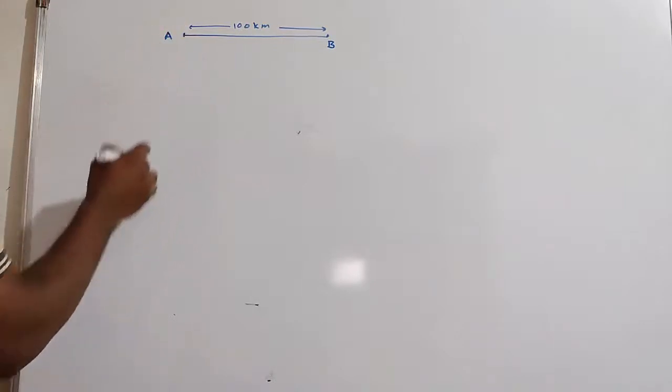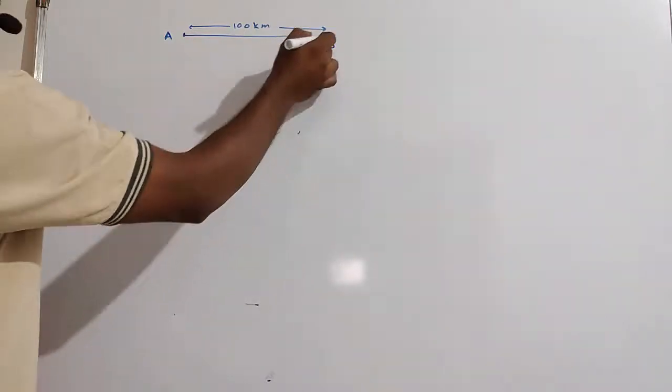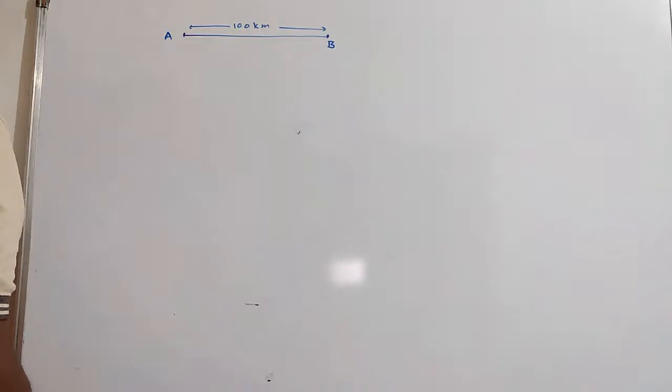One car starts from point A and another starts from point B at the same time. If the cars travel in the same direction at a different speed, they meet in 5 hours. If they travel towards each other, they meet in 1 hour. What are the speeds of the two cars? It is asked, what are the speeds of the two cars?